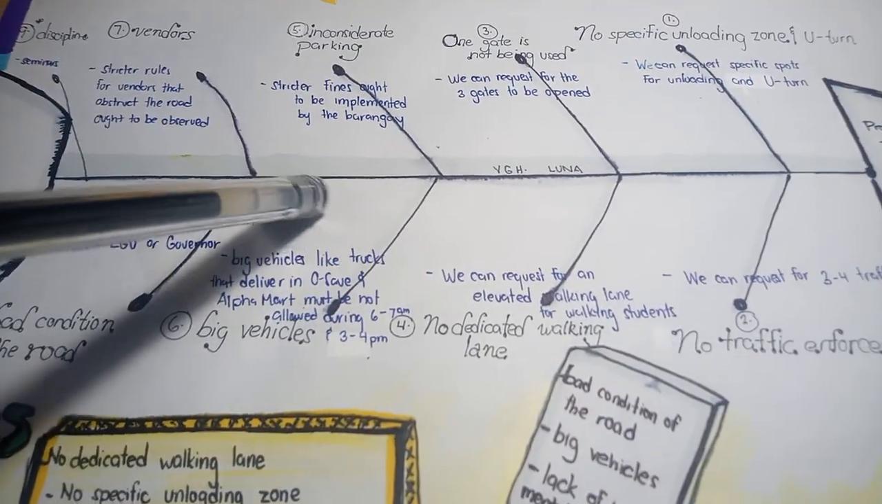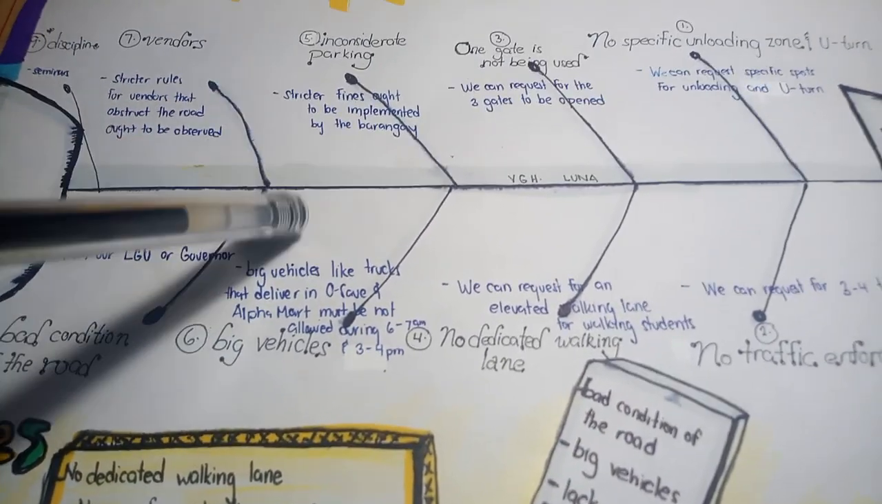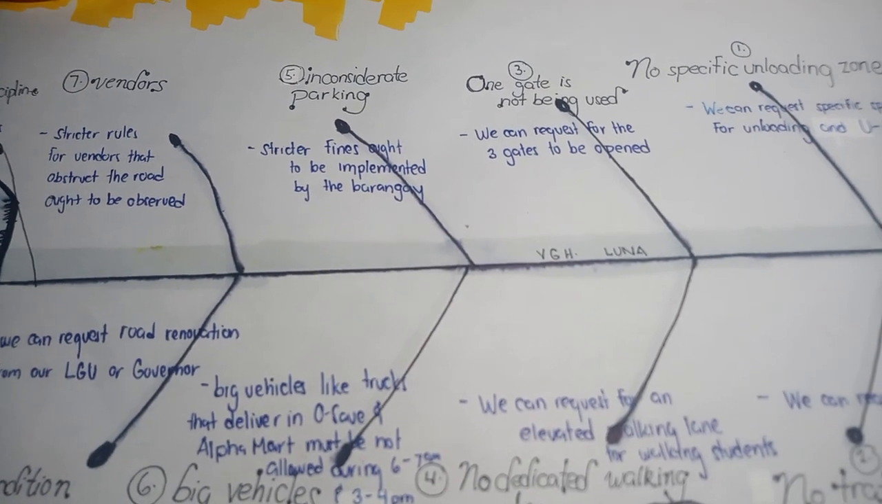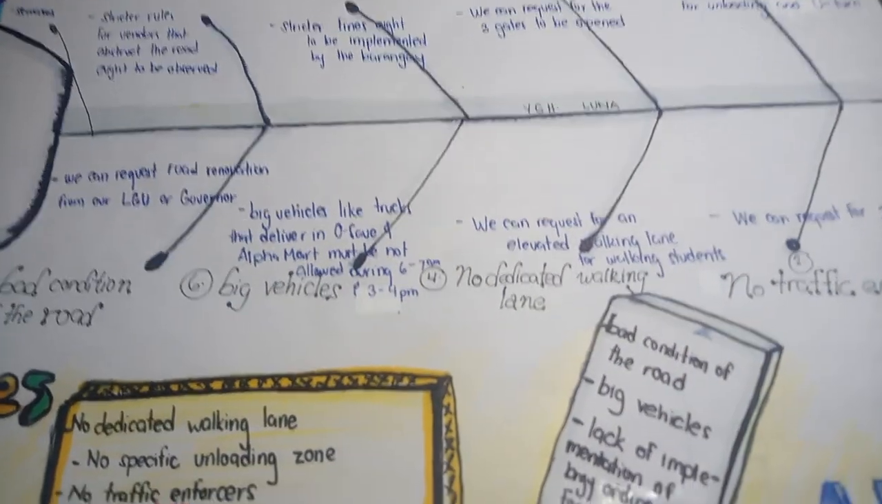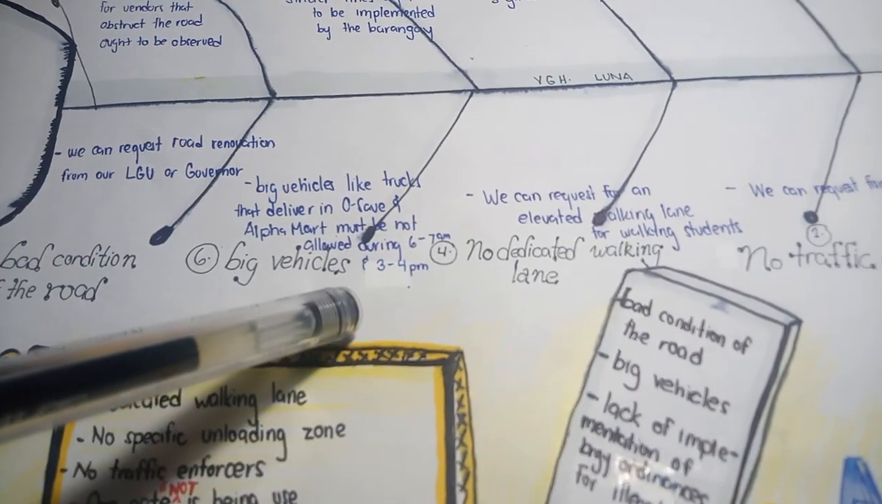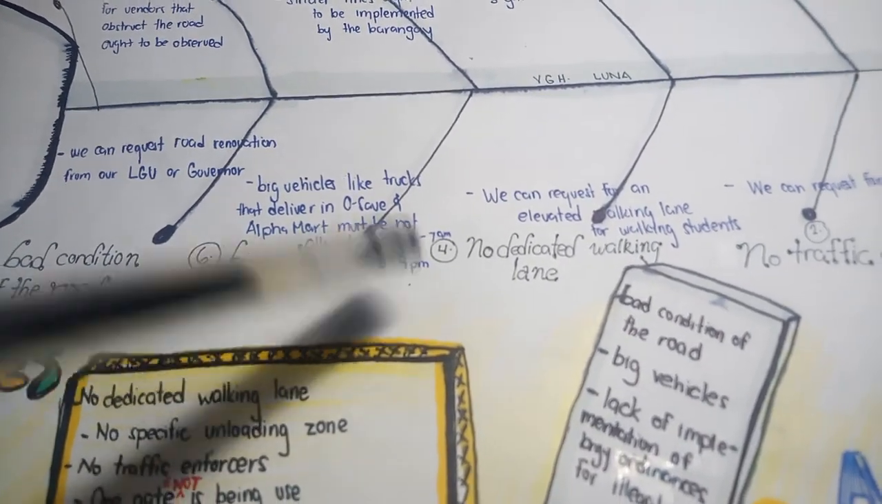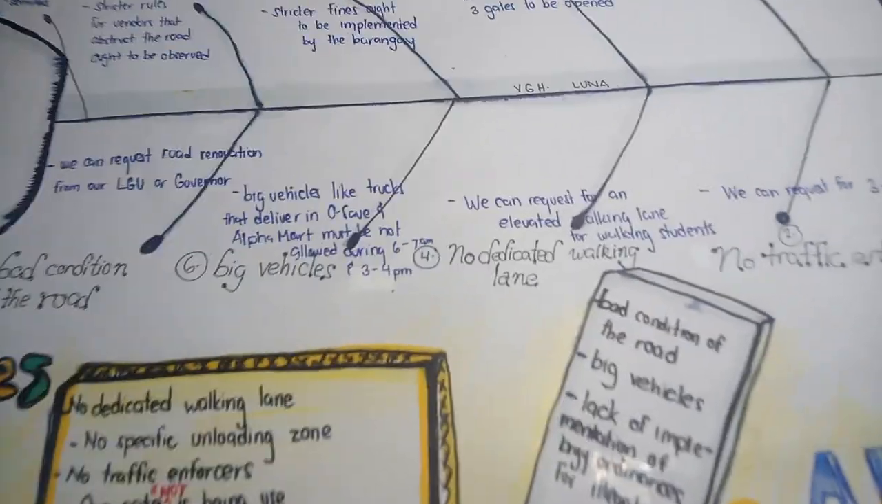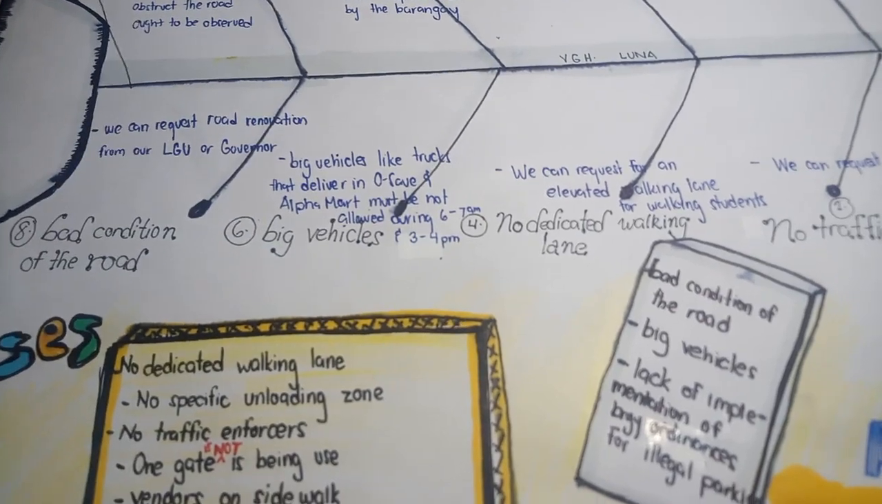And then inconsiderate parking, stricter fines. Kailangan may mga fines yan, kasi walang consideration of parking, and I think that's bawal. Alright, number 6, big vehicles. The class agreed that we can suggest 6 to 7 a.m. bawal dumaan yung mga big vehicles. Huwag mo sila mag-deliver sa Alpha Mart or sa O-Save.